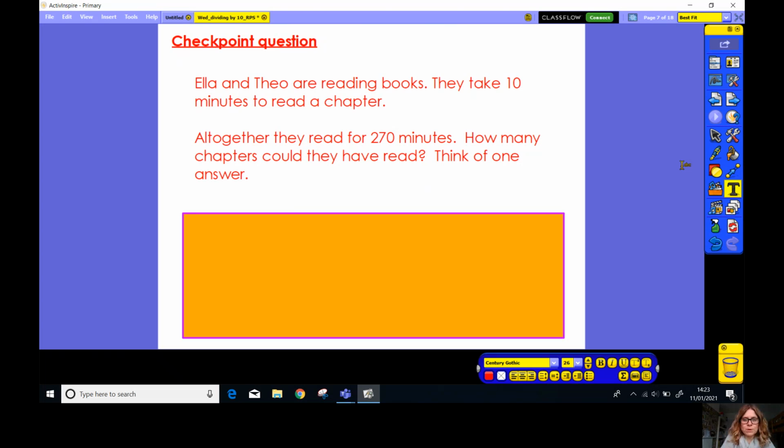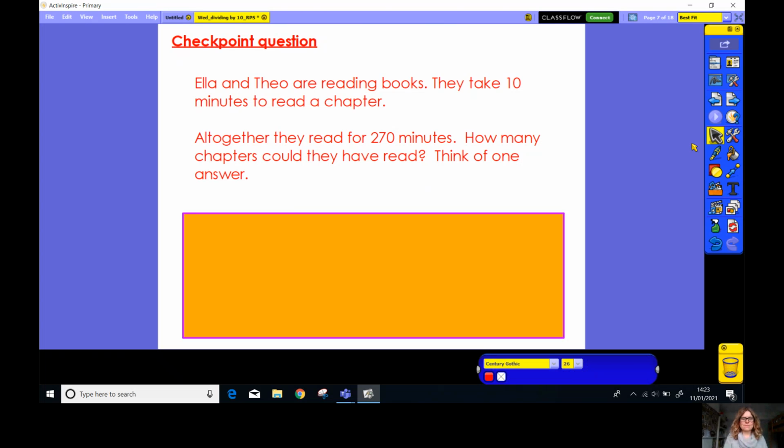Ella and Theo are reading books. They take 10 minutes to read a chapter. Altogether, they read for 270 minutes. How many chapters could they have read? Think of one answer. So one way of making this. Off you go.